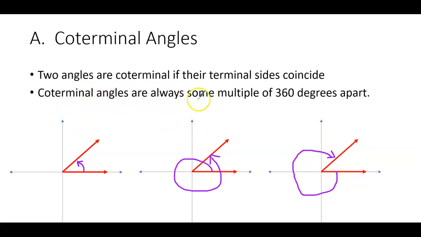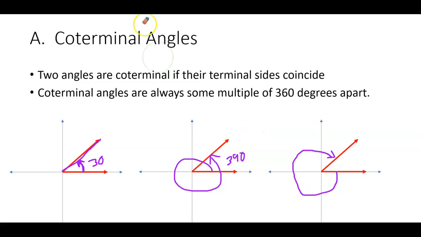Now, coterminal angles are always going to be some multiple of 360 degrees apart. Why is that? Well, let's say I go to this spot right here. If I want to continue my journey and go all the way around, that's adding another 360 degrees to it. So in order to get back to this, I would have to go a full 360. So for instance, if this is 30, then this angle over here would have to be 390 because we have 30 plus another full circle of 360. So 30 plus 360 is 390.